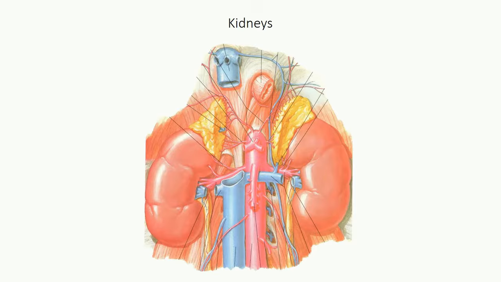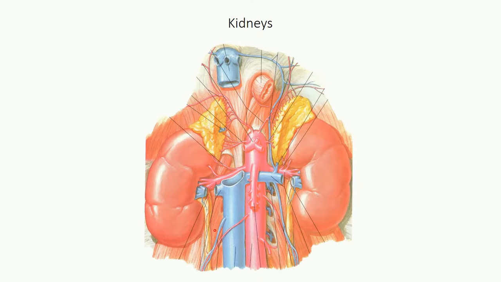We have an outer cortex to these which produces corticosteroids and androgens, and then we have an inner medulla portion which secretes catecholamines. So this is epinephrine and norepinephrine that will be secreted into the blood during the fight or flight response.